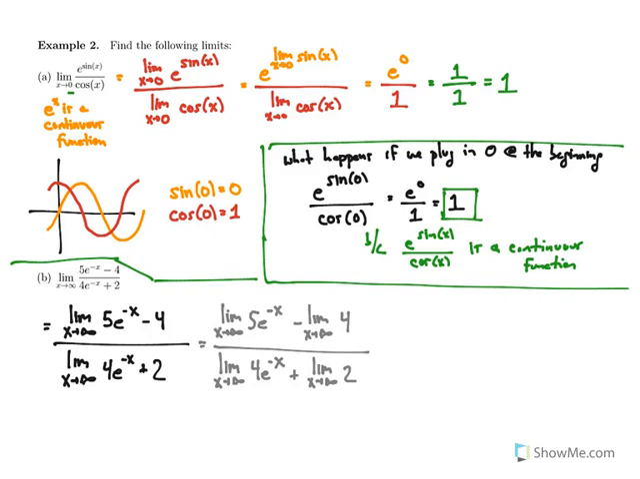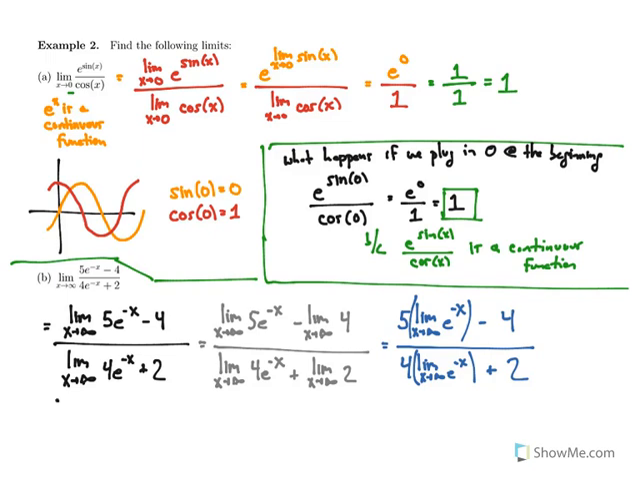Now we can use another rule that we can bring the constant out in front. So we can write this as 5 times the limit of e to the negative x. And we know that the limit of a constant is just the constant itself. And same thing here, we have 4 times the limit of e to the negative x plus 2. So this whole problem basically comes down to what is the limit of e to the negative x?